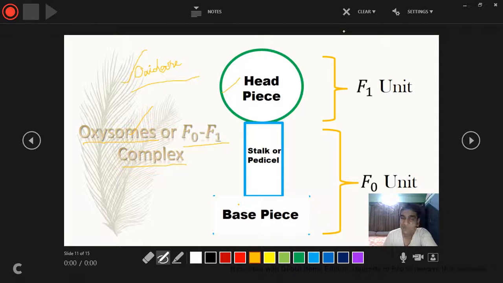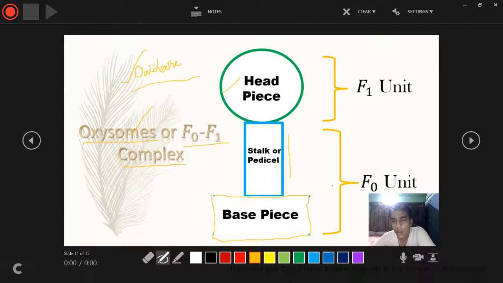So it has a headpiece. This circular part is the headpiece, and the stalk-like structure is called stalk or pedicel. Any one name you can give. This is the base piece. So the lines are not given, only the points. This is the base piece. So it generally looks like this, an F0F1 complex.